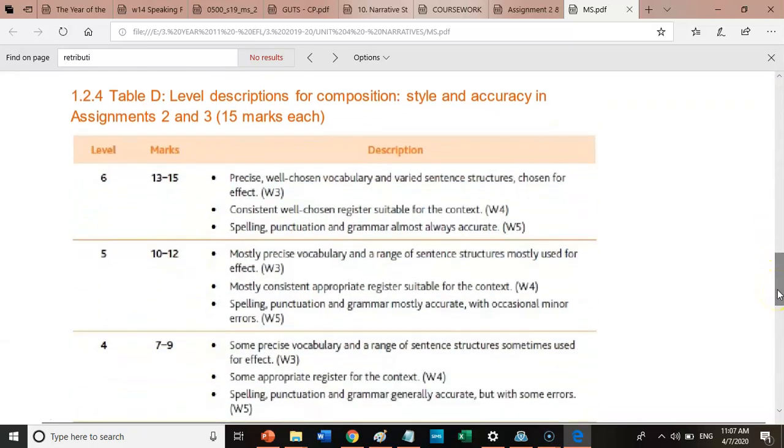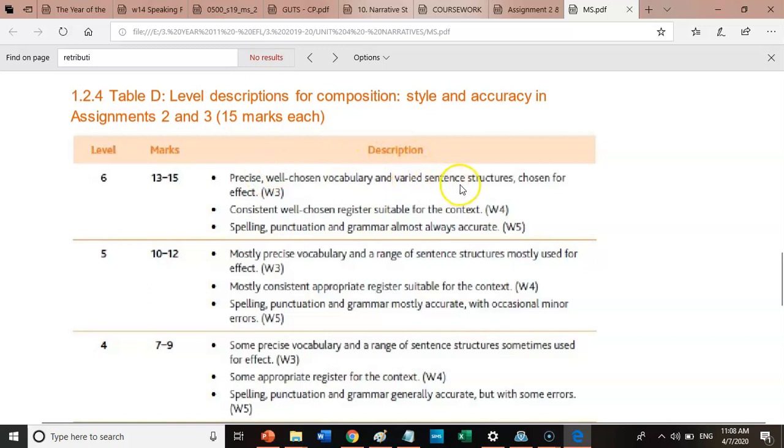Then you get a mark out of 15, which is for style and accuracy. Basically, vocabulary and grammar. So to get between 13 and 15 marks, you need to have precise, well-chosen vocabulary. So you need to have some interesting vocabulary, some adult vocabulary in your writing, and it needs to make sense, because the vocabulary isn't precise if it's very sophisticated but it makes no sense in the story, or if, for example, it's very, very scientific language but you're writing a story. So your language should be more poetic and beautiful than scientific, so it needs to be precise.